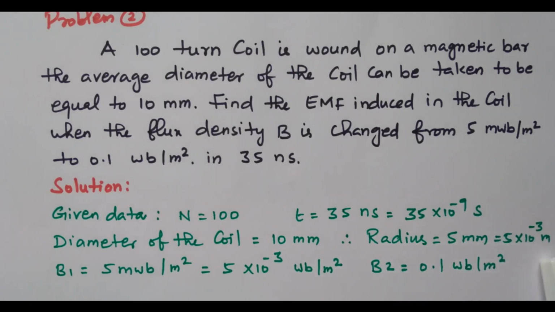Millimeter is converted into meter. Then the flux is changing between two different values. First we will take B1, it is 5 milliweber per meter square, that is 5 into 10 to the power minus 3 Weber per meter square. Milli is written as 10 to the power minus 3. And B2 changed to another value, 0.1 Weber per meter square. Now we need to find the EMF induced in the coil.